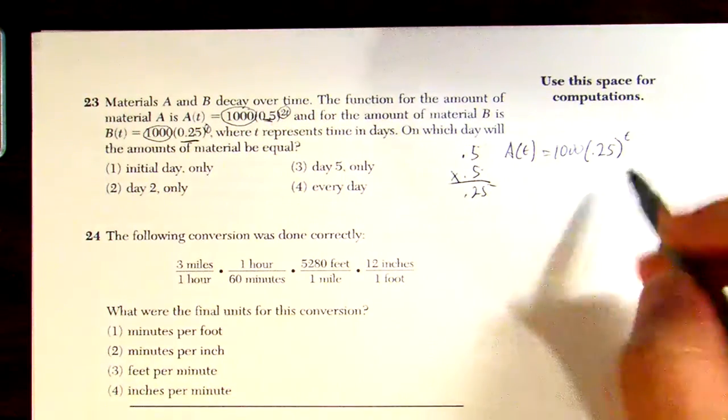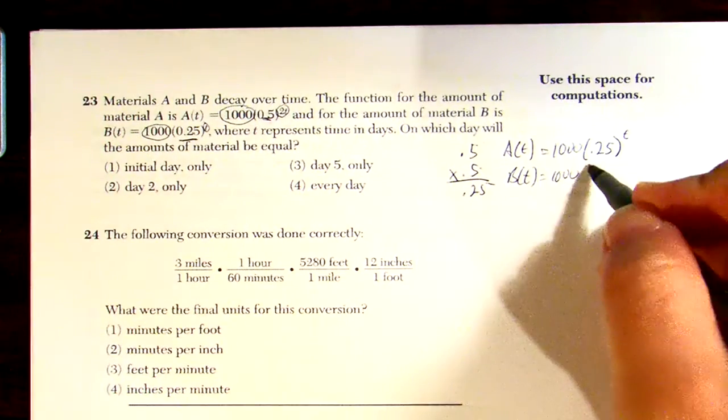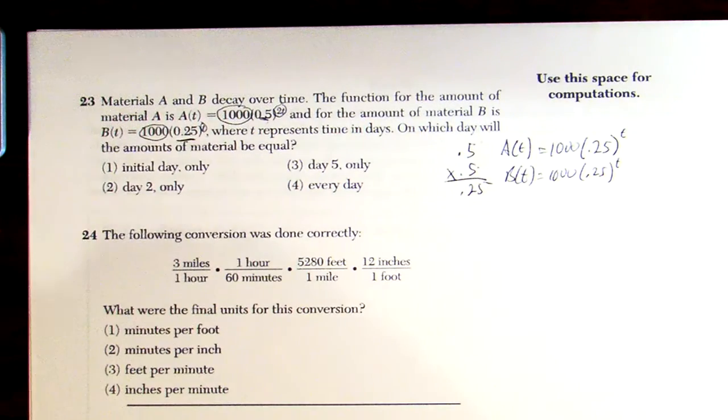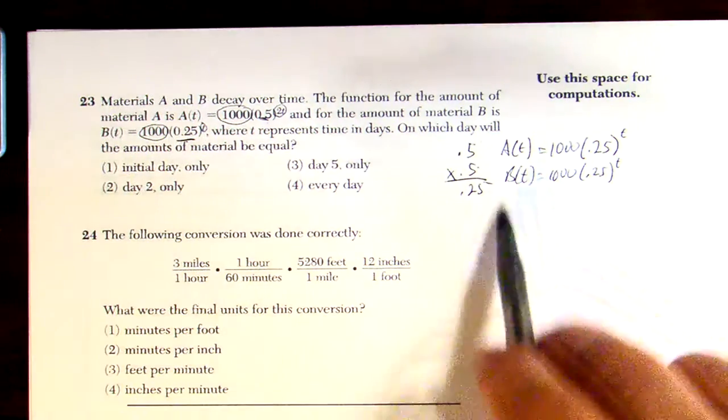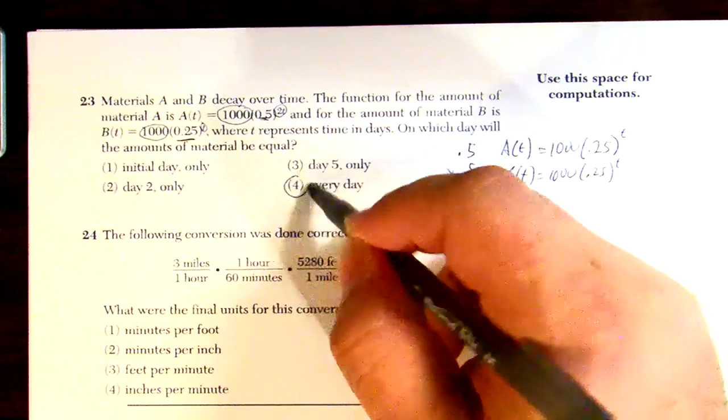So I have 2 of the same equations now. These are both the same. So if they're both the same, it doesn't matter on the time, you're always going to have the same answer, no matter what you plug in for t. So, and it'll be equal every day. Choice 4.